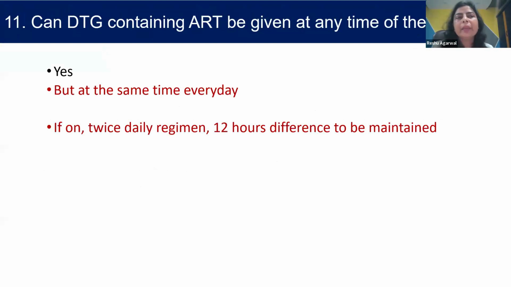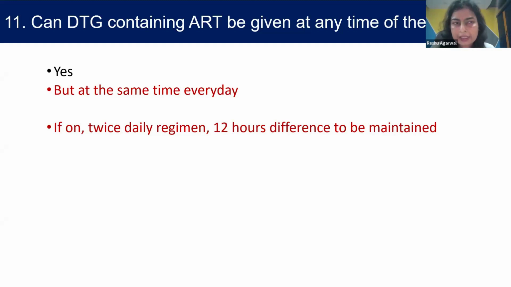Now coming to the timing of the DTG-based regimen. Can DTG-containing ART be given at any time of the day? Yes, any time of the day can be decided based on convenience. You can discuss with the caregiver whatever time would be convenient for the child. Usually, if the children are school going, it has to be adjusted with their schedules. But remember that it has to be taken at the same time every day.